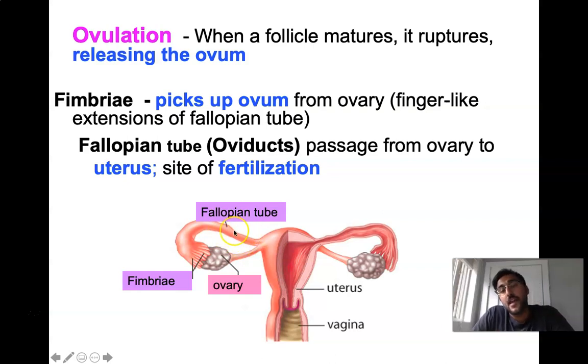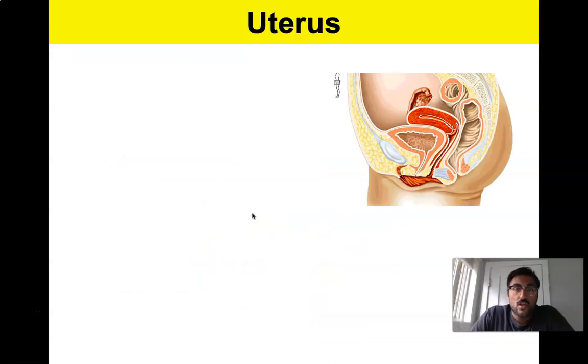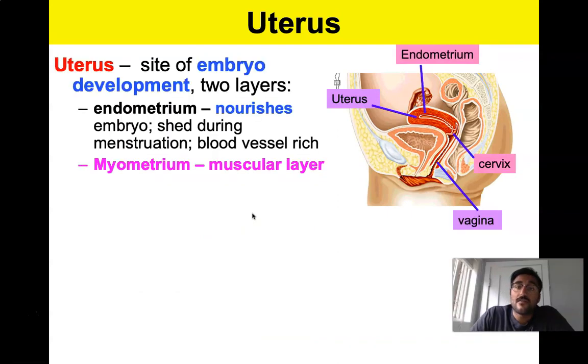The sperm will find the egg here in the fallopian tube, either on the left or on the right, and fertilization will occur. The uterus is going to be made up of the endometrium, which is the nourishing layer of the uterus, which is going to nourish the embryo during implantation after successful fertilization.